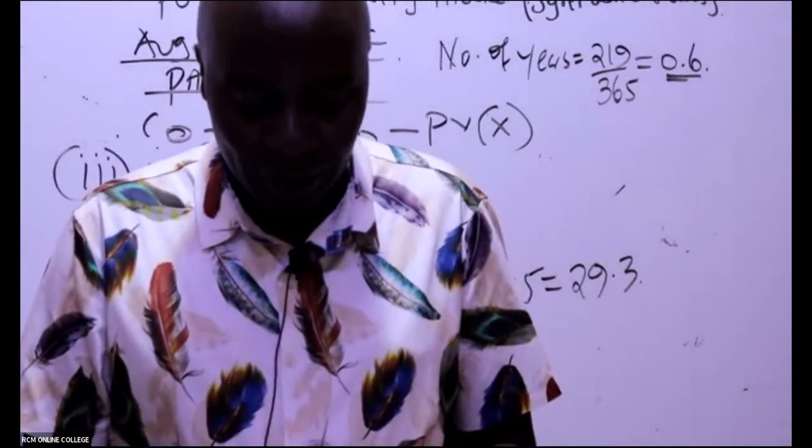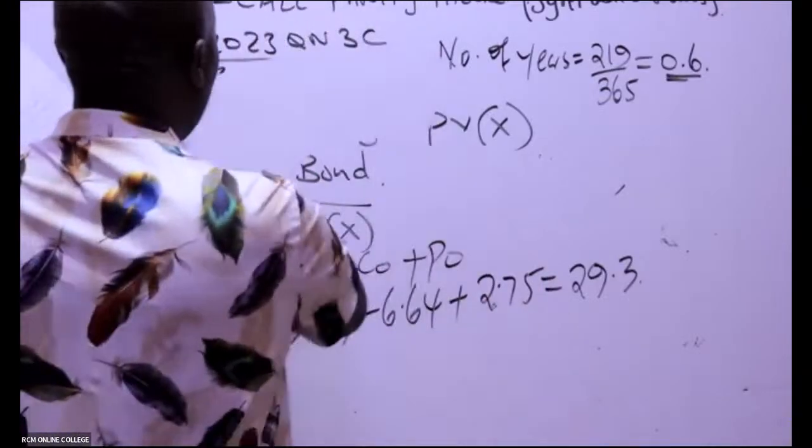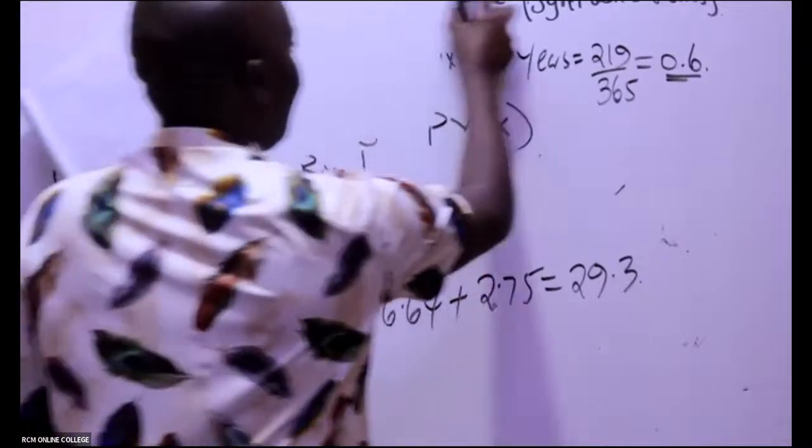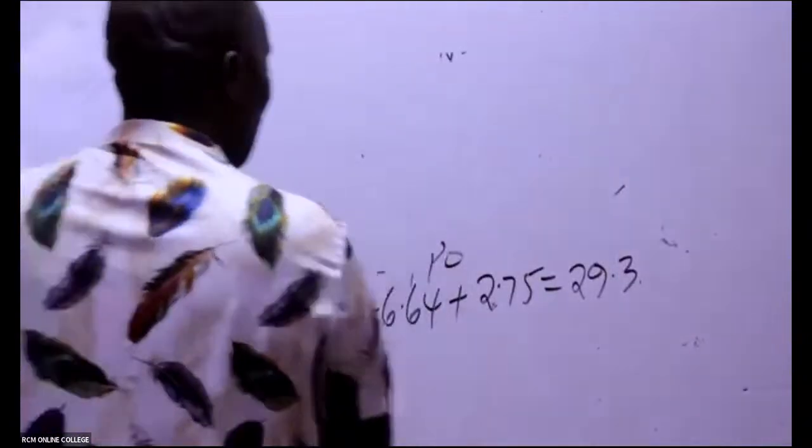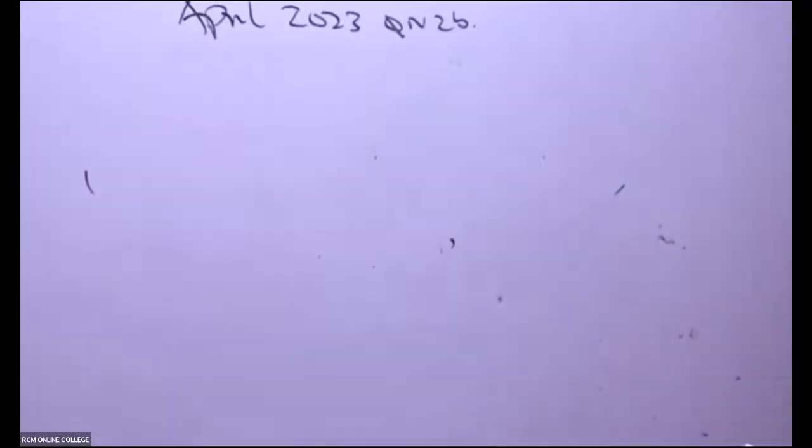So now we have this question. Consider April 2023, question number 2B. I have to open up my lens a little bit because I want to draw a tree. I'm sure this will disadvantage some students, but I don't think I have an option.